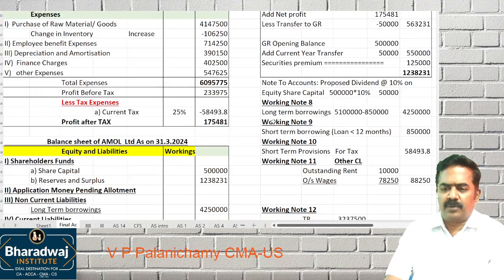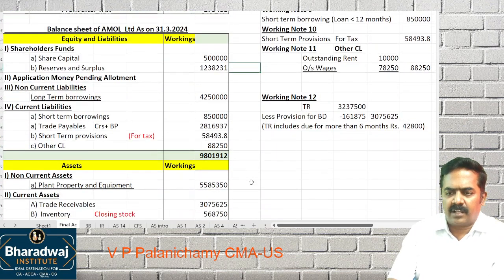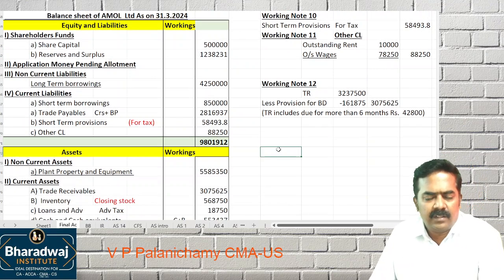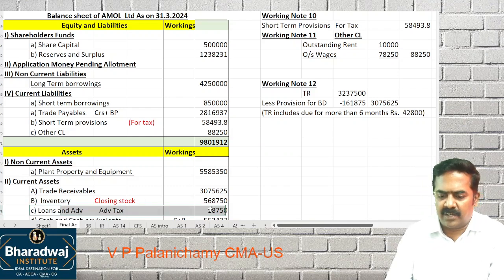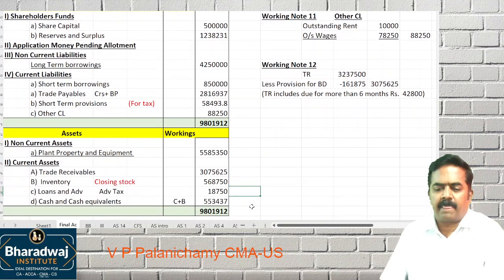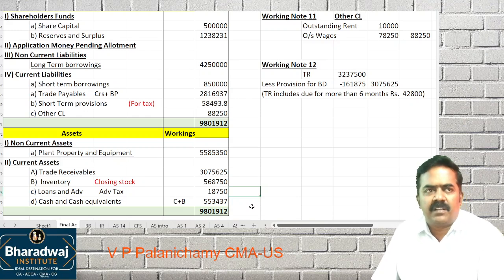Provision for tax we worked on. This provision is created for paying taxes. That obligation will come within 1 year, so that will come under what? Short-term provision for tax. Just a provision is created. Then whatever is paid as advance tax will come under what? Loans and advances. Proposed dividend we already included in the form of which one? Notes to accounts.